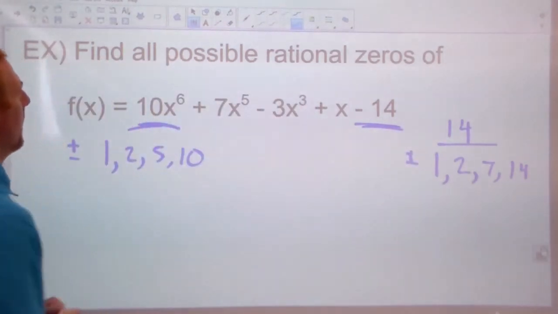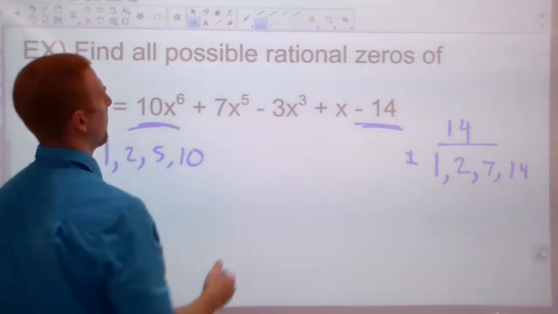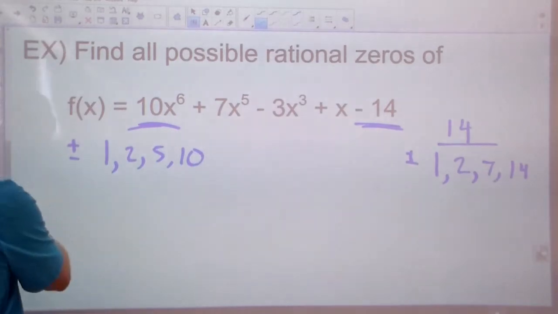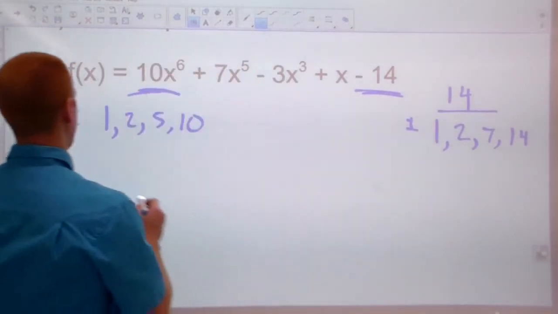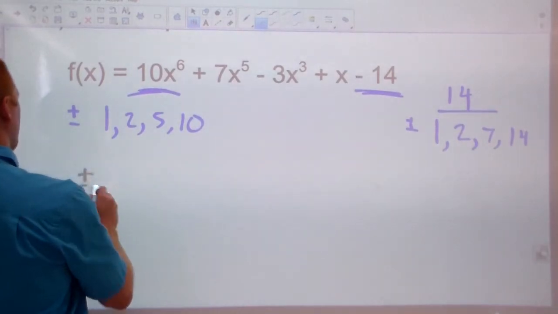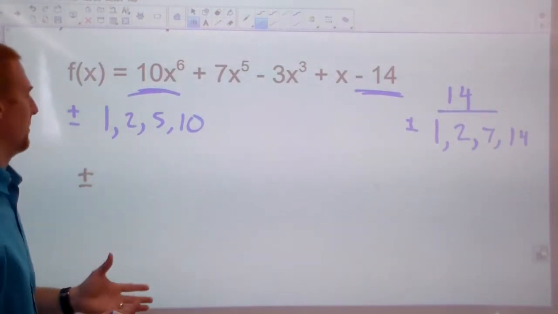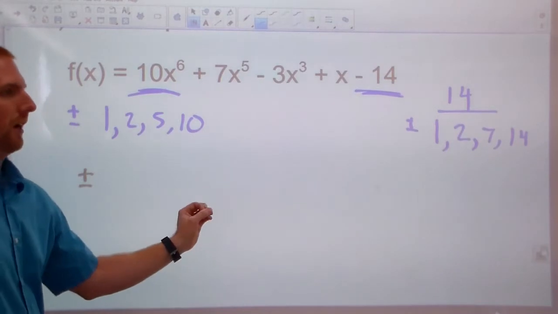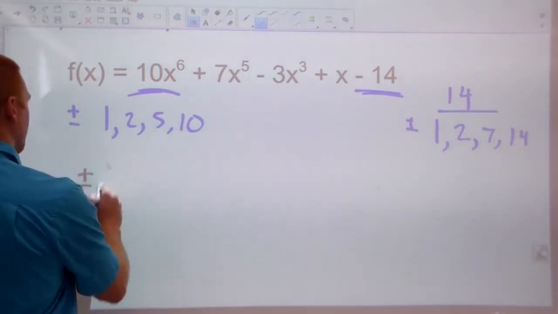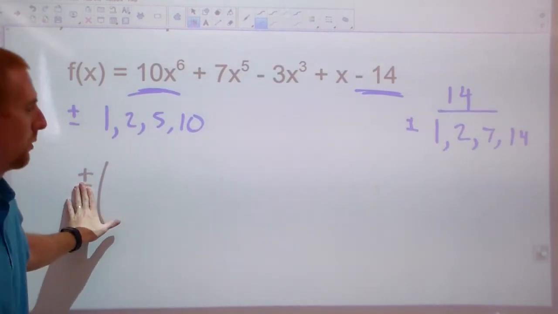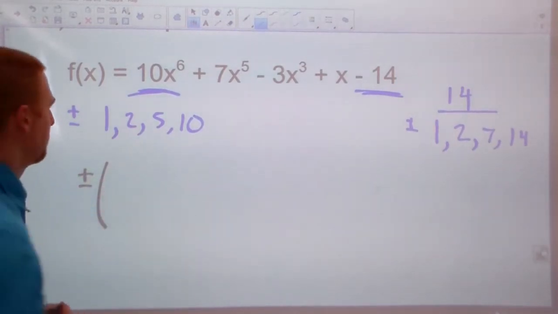So to wrap it up, our list, all our possible zeros, and there's going to be quite a few here. Well, we could have 1 over top of any of these numbers. I just like to put a plus or minus out front. I don't think there's any need to do all the positive numbers and then write them again with a negative in front of them. I think it's fine if you just do something like this. Just put positive and negative in parentheses and then just list them out.